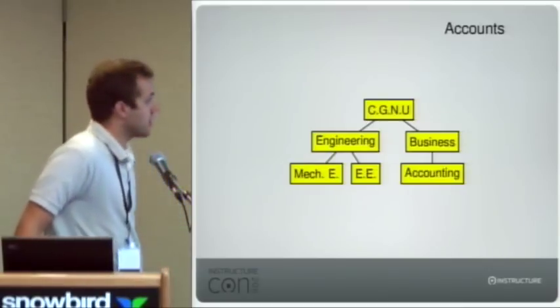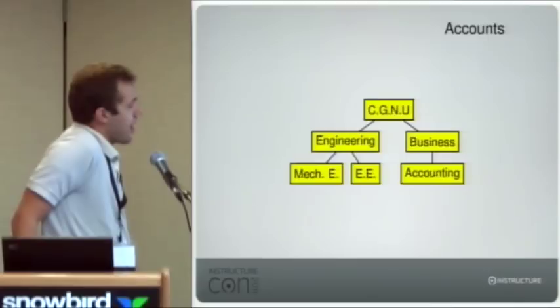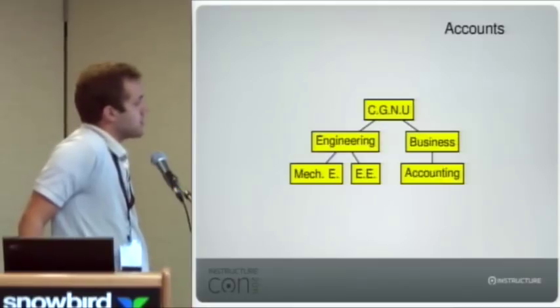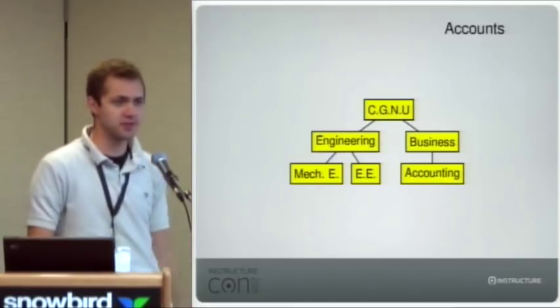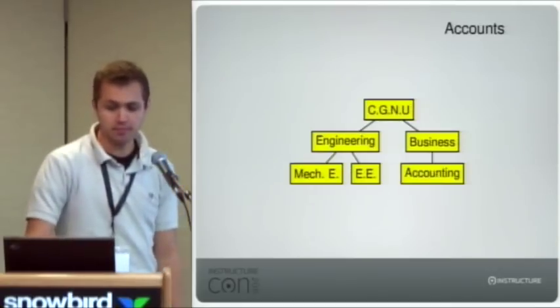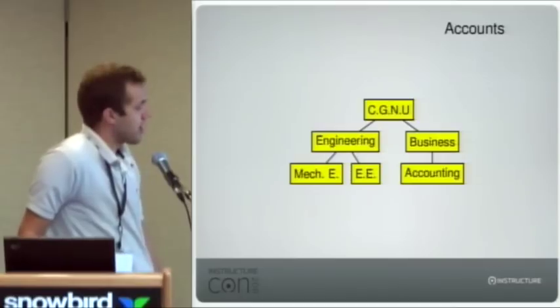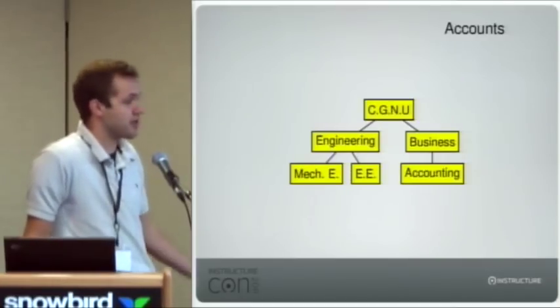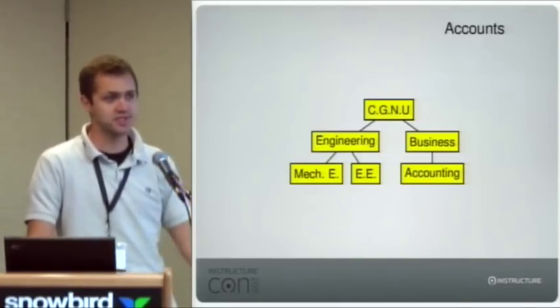So Canvas data model. Let's imagine that you have a crazy go nuts university, and you have two main departments, engineering and business, and within those there's sub-departments, mechanical engineering, electrical engineering, and accounting, right? So this might be a possible hypothetical scenario. In Canvas, these are all considered accounts. Accounts can either be a root account or a sub-account. And a sub-account is just parented by some other account. You can have arbitrary levels of hierarchy in the account system with Canvas.